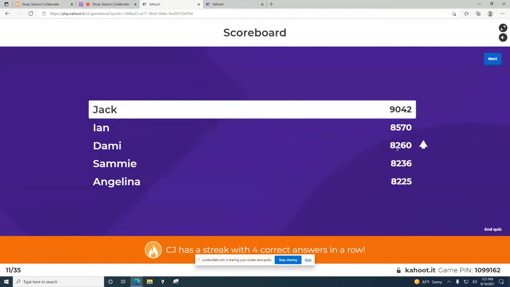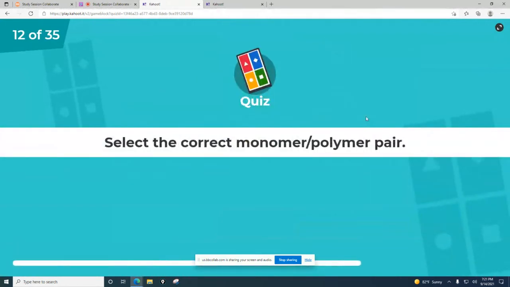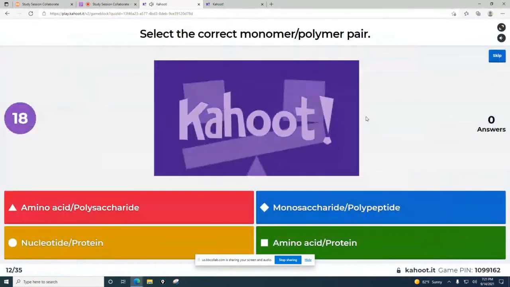Uh-oh, CJ has a streak. Don't want to brag or anything, but select the correct monomer polymer pair.